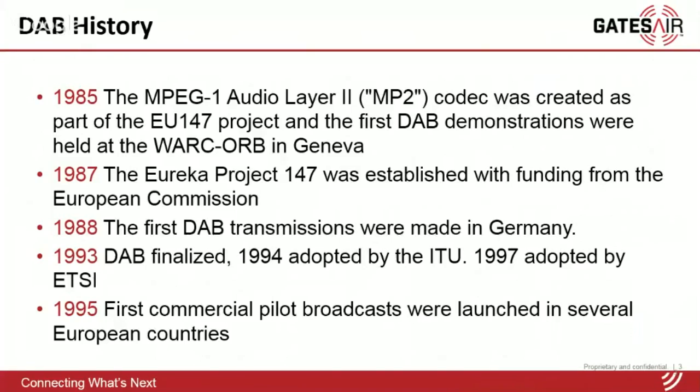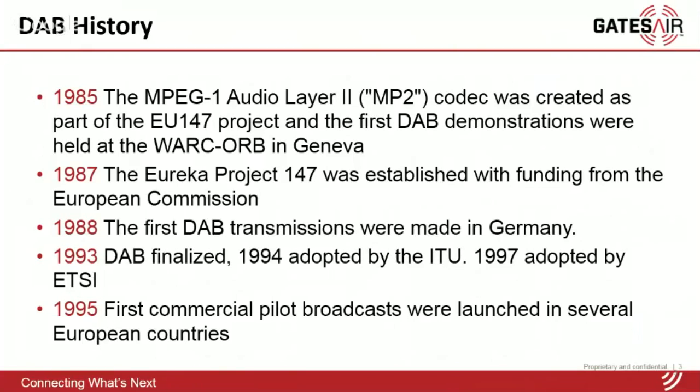Originally, EU-147 was kind of looked at, there was some thoughts towards broadcast, but it was more of a digital format for satellite broadcast. It's how it was originally looked at. That's why it came up at the WARC ORB. But they quickly realized this was a viable vehicle for digital radio broadcasting. So Eureka 147 was started. The first DAB transmissions were tested in Germany as demonstrations.